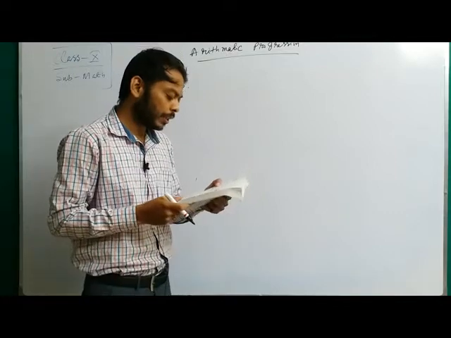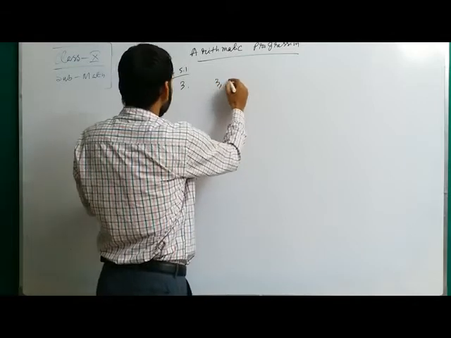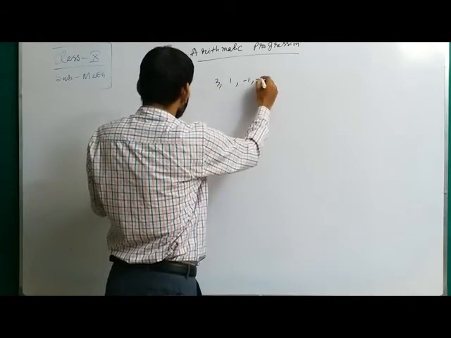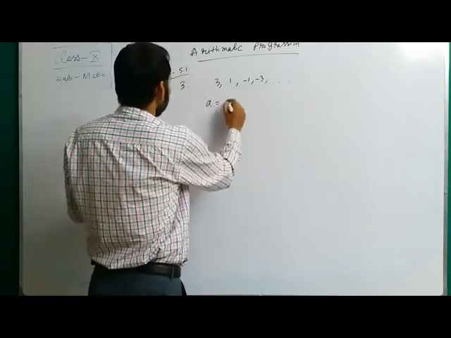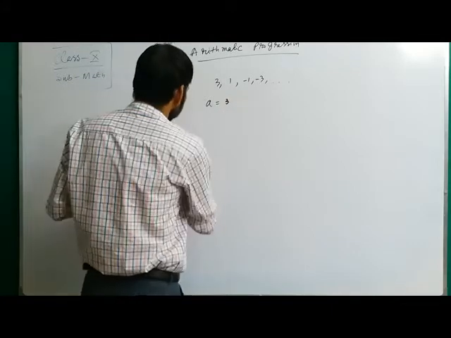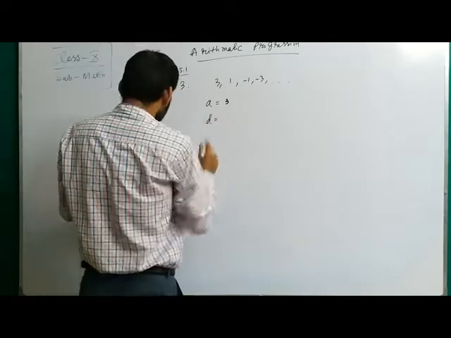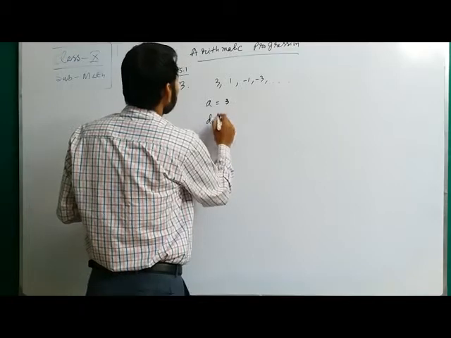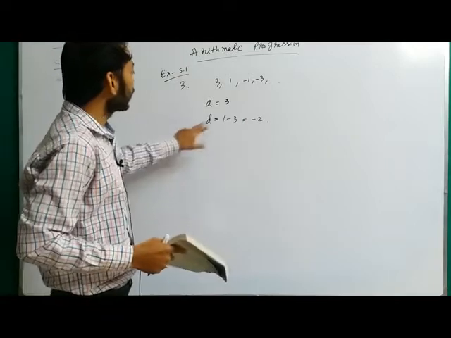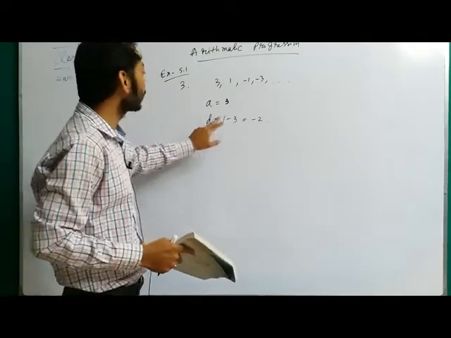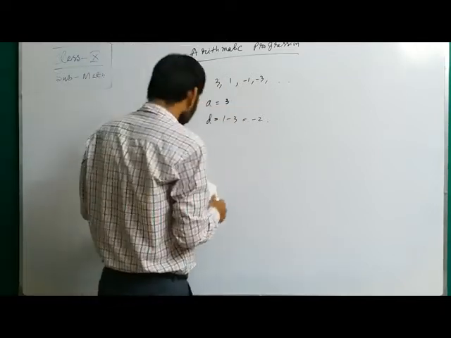For the following APs, write the first term and the common difference. Here the AP is given as 3, 1, minus 1, minus 3 and so on. So the first term A is 3. First term A is 3 and for the common difference, you have to subtract the first term from the second term. What is the formula for finding the common difference? You have to subtract the first term from the second one. So 1 minus 3 equals minus 2.